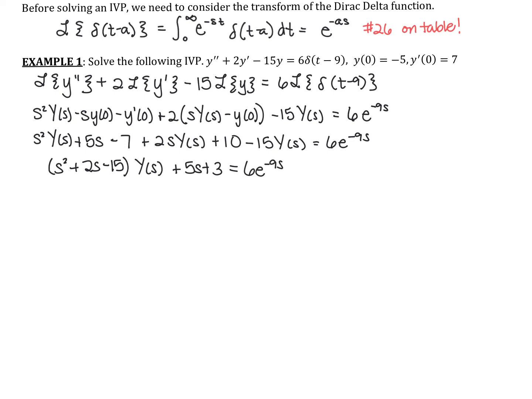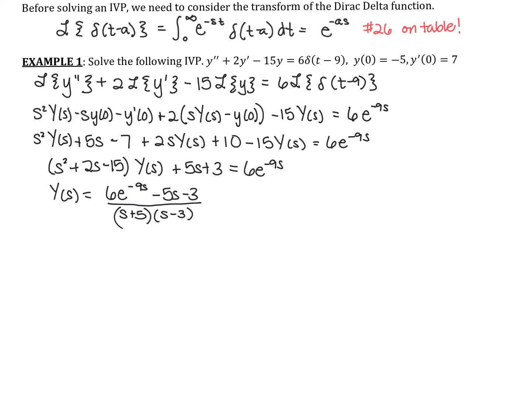And my guess is you can see where this might be headed. Yes, we are going to have some partial fractions, so that will be fun. So let's do some work with these partial fractions. I'm going to move everything over to the other side to get this Laplace transform by itself. So Y(s) equals 6e to the negative 9s minus 5s minus 3 over the whole thing factored. So s plus 5, s minus 3.